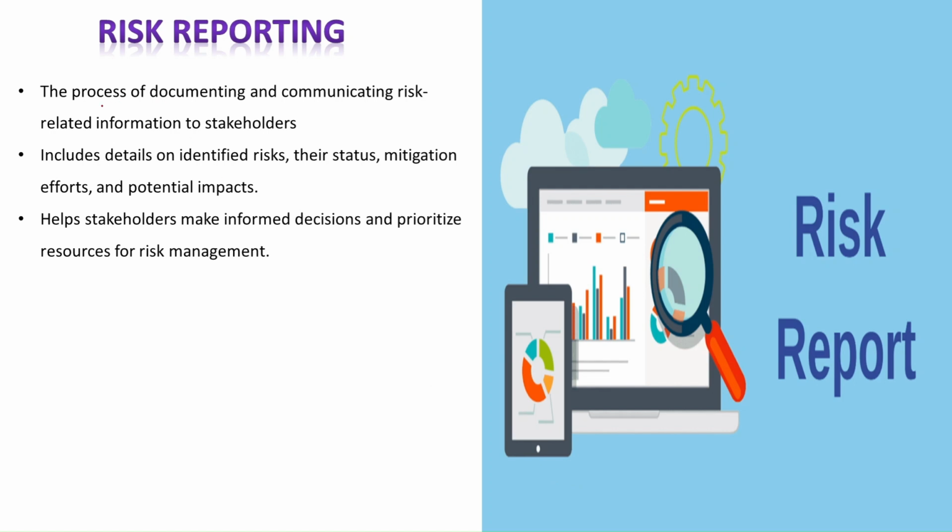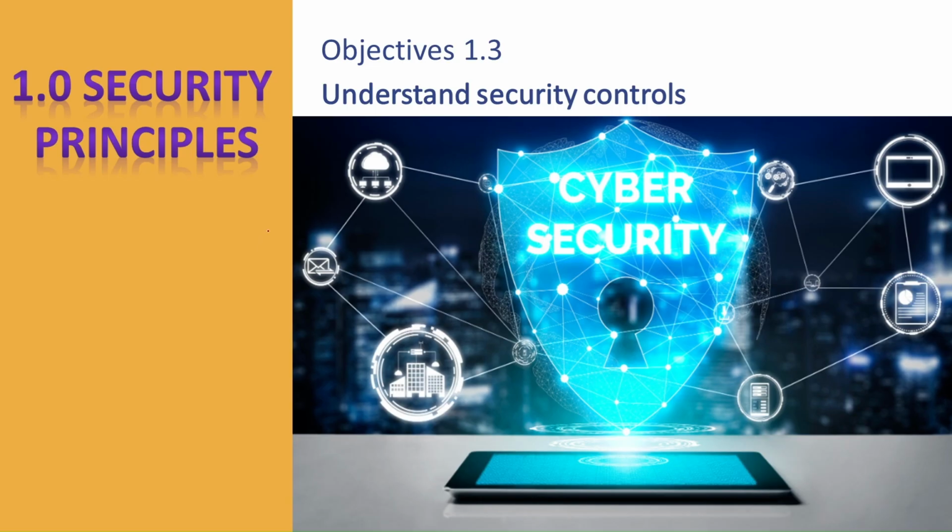So, risk reporting is the process of documenting and communicating risk related information to stakeholders. It includes details on identified risks, their status, mitigation efforts, and potential impacts. It helps stakeholders make informed decisions and prioritize resources for risk management. So that was all about risk management.